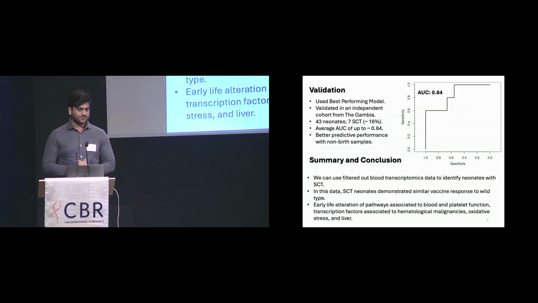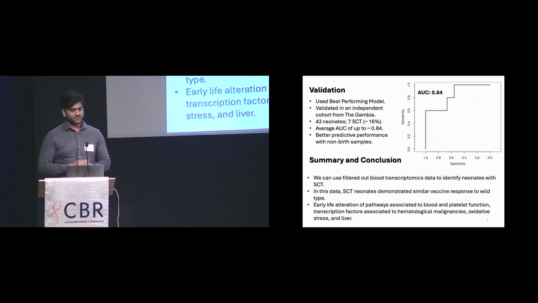And finally, we were also able to get a validation data set. This was a smaller data set, but an independent cohort from the Gambia from a different study. In this validation cohort, we identified 7 neonates with sickle cell trait, which comes to 16%, very close to our finding from the original cohort. And the models which were trained on the original cohort predicted the neonates that had sickle cell trait in the validation cohort with very high accuracy.